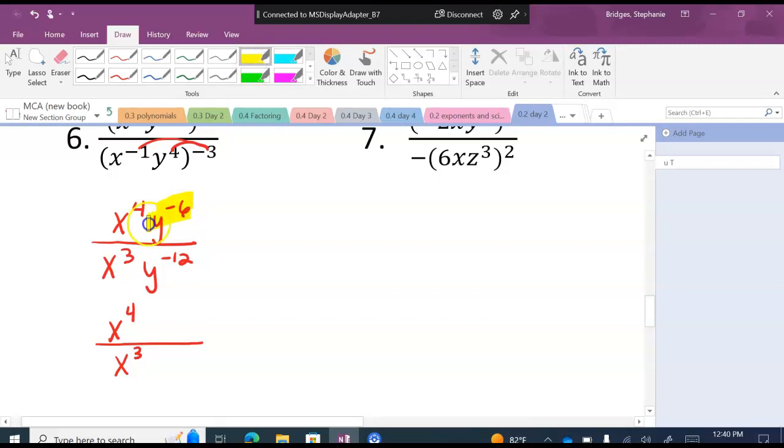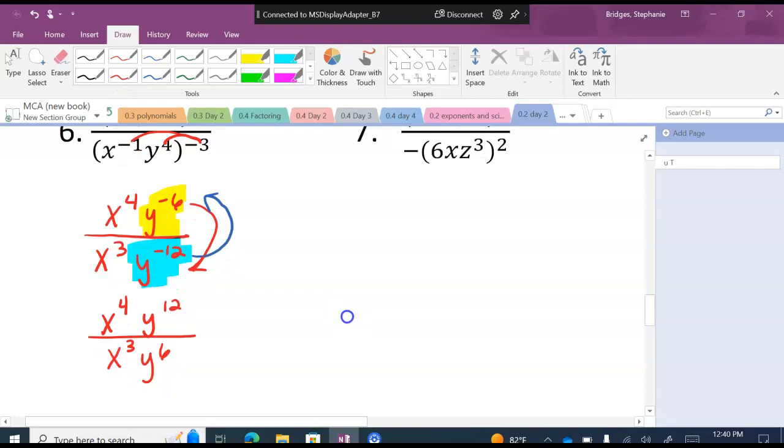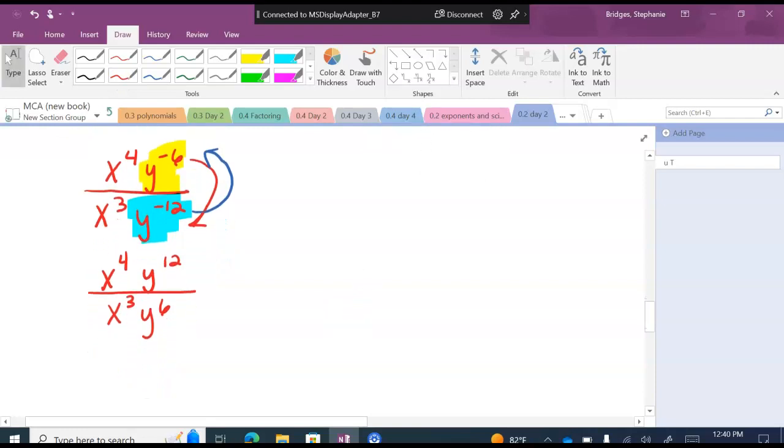If you will notice, this y to the negative 6 at the top is going to have to move where? To the bottom, right, to make it turn positive? And then what about this y to the negative 12 that's at the bottom? Where is it going to have to go? It's going to have to go to the top. Okay. So when I move, I only move the things that have negative exponents. Both of the x's had positive exponents, so they stayed where they were. I switched my y's because they were both negative exponents. And once I get rid of all of my negative exponents, then I can worry about simplifying. Everybody ready?